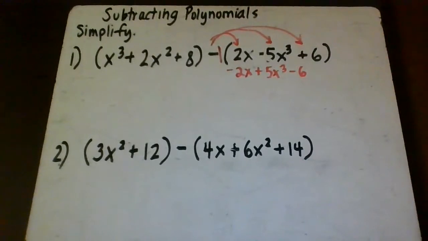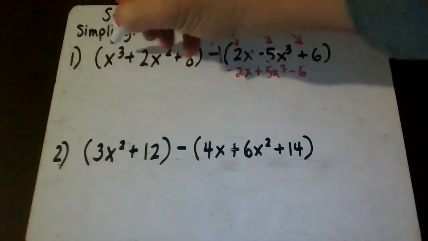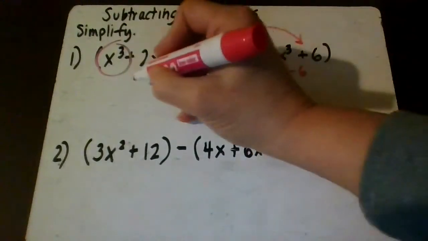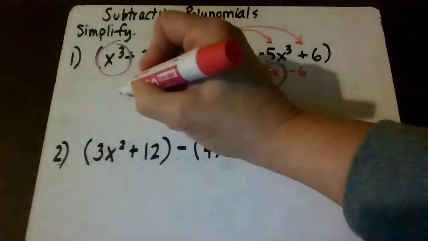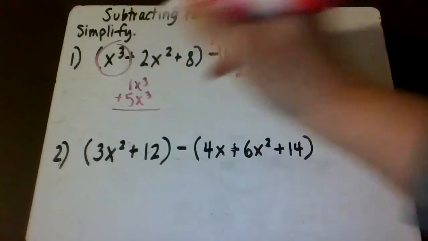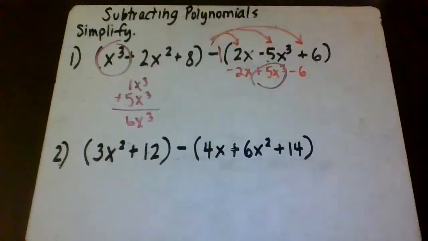Once you take care of that, you have exactly what we had with adding polynomials. So we're going to put like terms together. Now, I notice here we start with an x to the third, and then a 5x to the third. So x to the third plus 5x to the third. That's really like a 1. So 1 and 5 is 6x to the third.